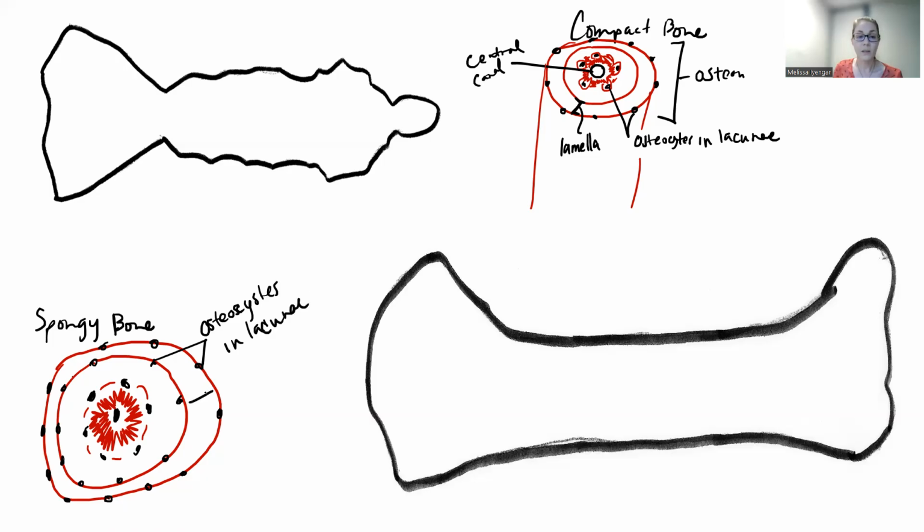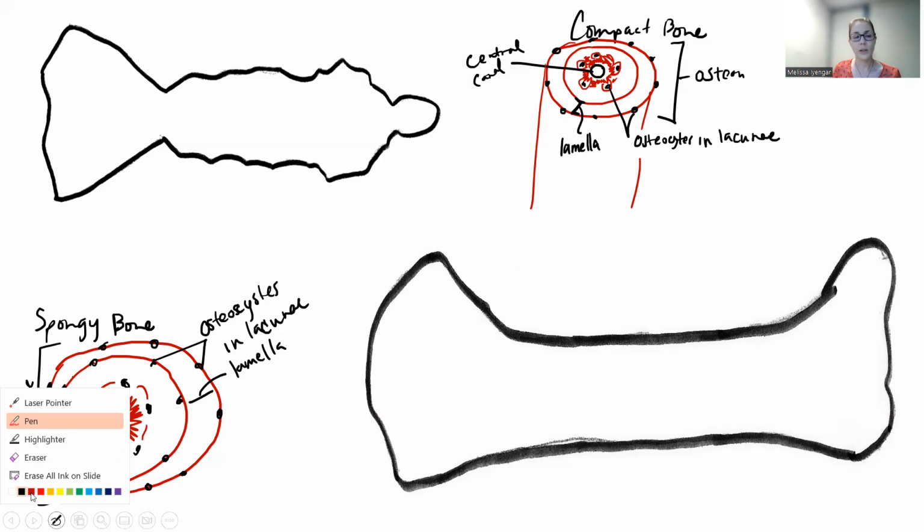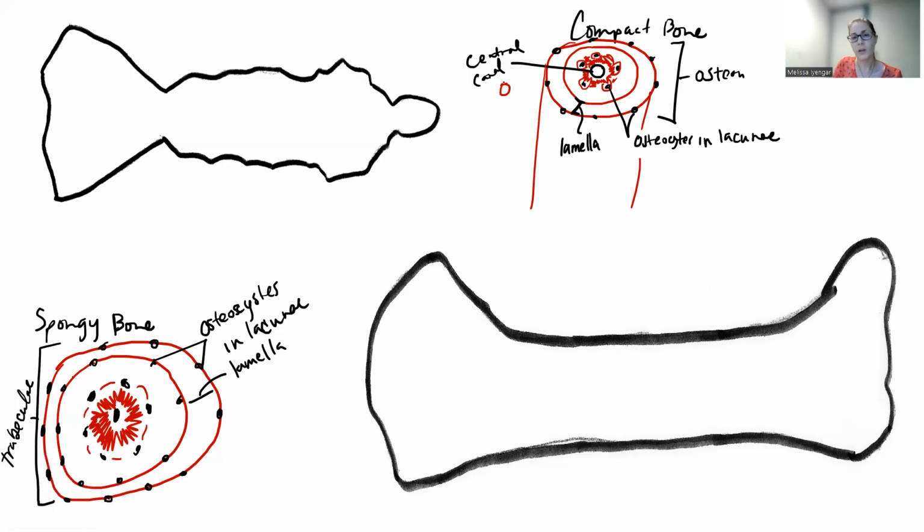And they still have lamella. The difference here is, though, you're not going to have all of these units called osteons. These are now trabeculae. So those are trabeculae. And what you'll see is over here, we're going to build like another osteon, which is going to be like right next to that one.